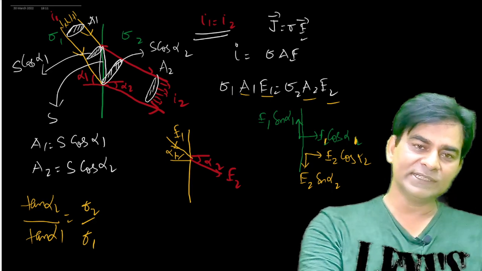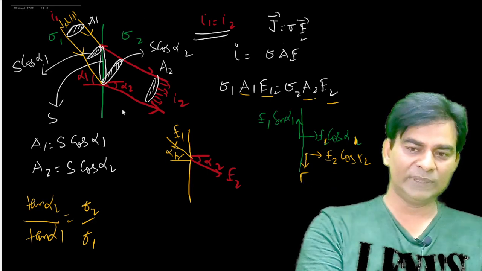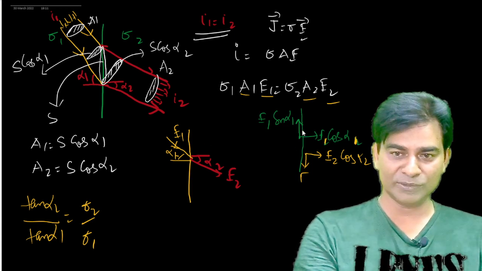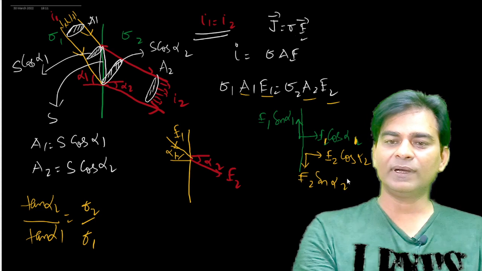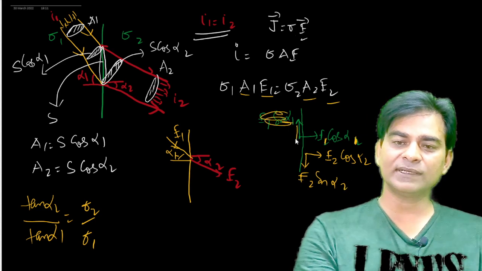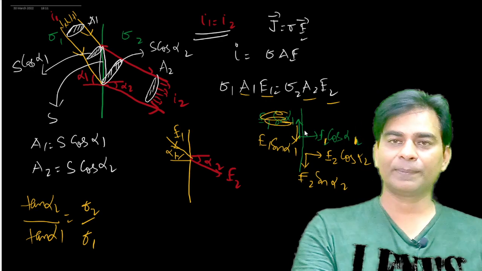Not upward actually. No, it is downward, but this is also downward. This is E2 sin alpha 2. This is not upward, this is downward. This is E1 sin alpha 1.